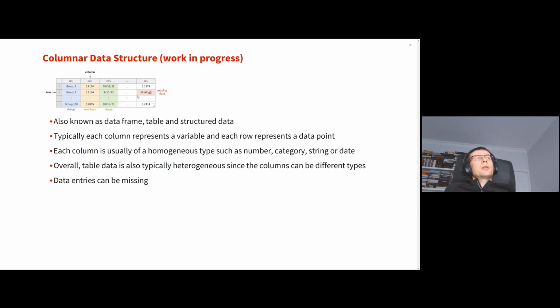What's important that each column is usually of the same type. There is a homogeneous type in a column. It could be a number, it could be a string, date, or category, etc. However, overall, the table is usually heterogeneous. That is, each column is of a different type. So this is quickly what we mean by the columnar data structure.